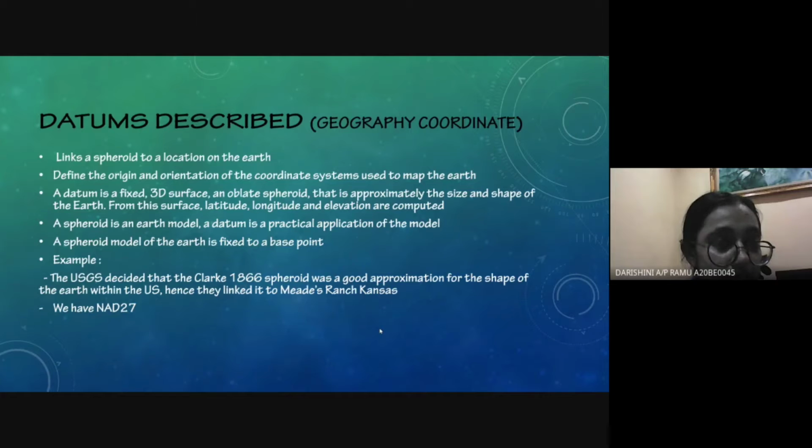A datum is a fixed 3D surface, an oblate spheroid that is approximately the size and shape of the Earth. From the surface, latitude, longitude, and elevation are computed. The spheroid is an Earth model. A datum is a practical application of the model. A spheroid model of the Earth is fixed to a base point. For example, the USGS decided that the Clarke 1866 spheroid was a good approximation for the shape of the Earth within the US. Hence, they linked it to Meades Ranch. We also have NAD 27.